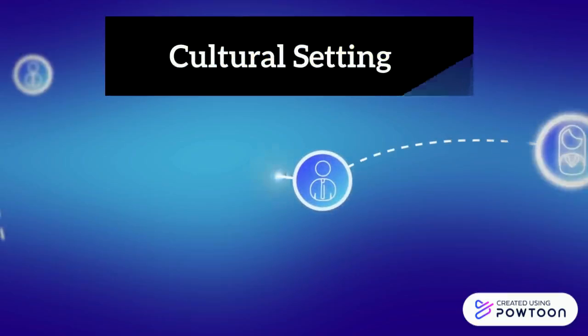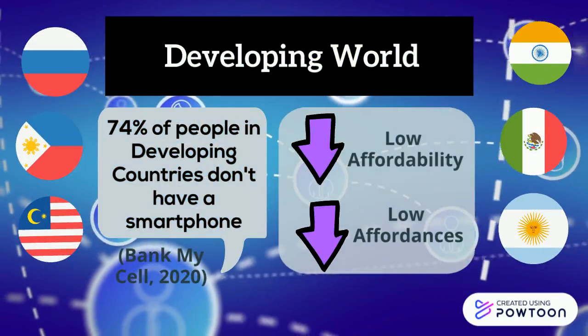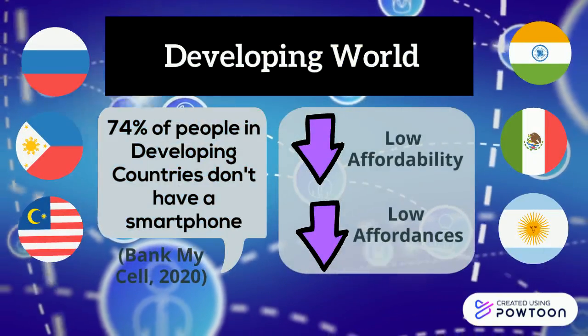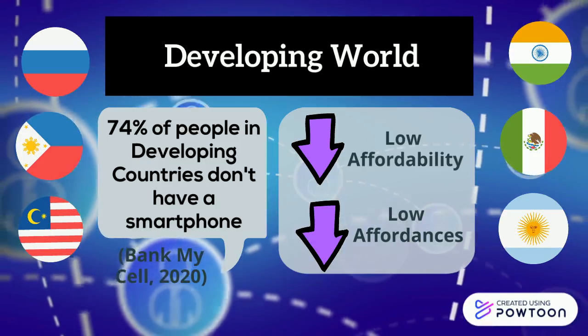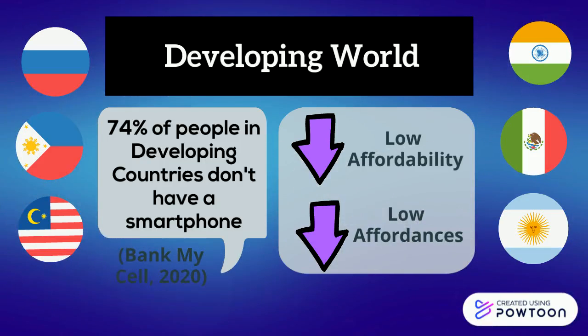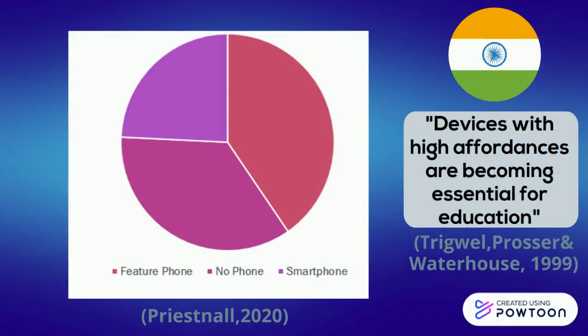Now let's look at these terms within different cultural settings. Developing world. 74% of people in top 10 developing countries don't have a smartphone. Developing worlds have low affordability, so the devices generally have low affordances. In India, for example, 40% of people own a feature phone and 35% of people still don't have a mobile device. This disadvantages developing nations as devices with high affordances are becoming more essential for education.